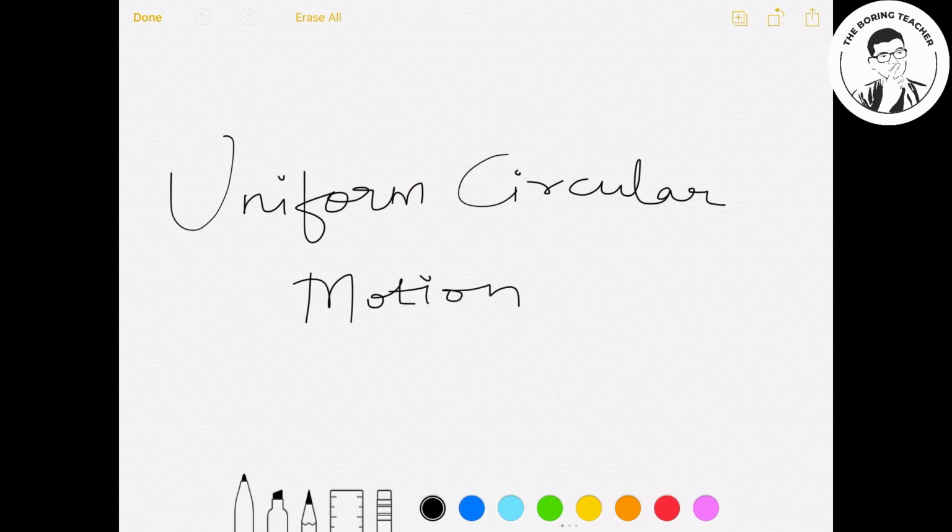Hello everyone, this time we are going to discuss uniform circular motion and centripetal and centrifugal forces in this session. So let us begin.